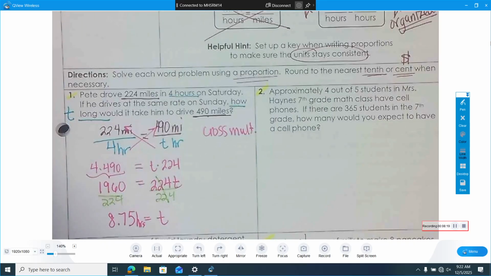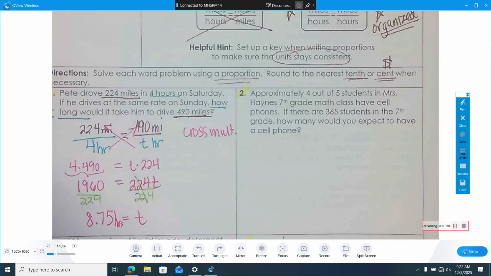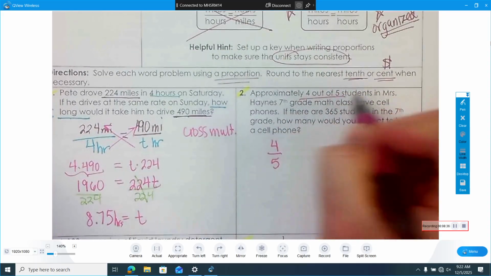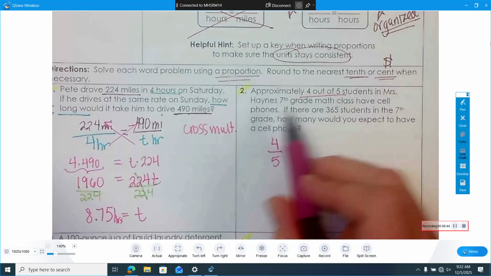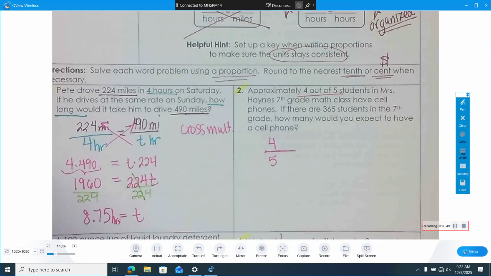Number 2. Approximately 4 out of 5. 4 out of 5. When you read that, do you see a fraction? Yeah, good. I'm so glad. 4 out of 5 is a fraction. It's a great fraction. 4 out of 5 students in Mrs. Hayes' 7th grade math class have cell phones. What does that mean? 4 out of 5 have cell phones.